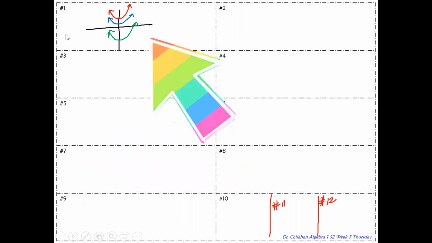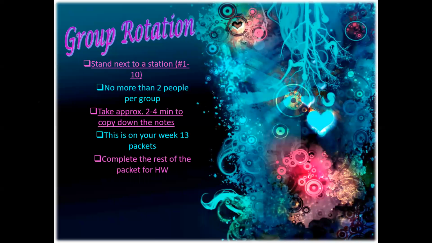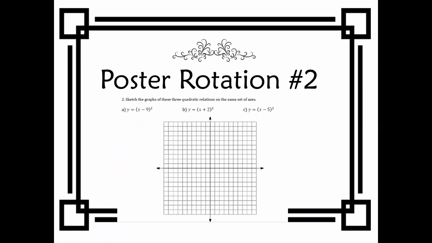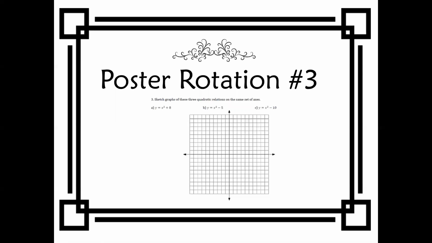All right, you guys, and now I'm going to have you shift over to this page right here. We're going to go over 12 different questions. So for number 10, just split it into 11 and 12. I'm going to show you guys 12 different posters, and you're going to write down the answers. Here's question number 1. On this graph, sketch A, B, and C. So pause the video and do that, please. Poster number 2, sketch these 3 graphs, please. Number 3, pause the video, sketch number 3.